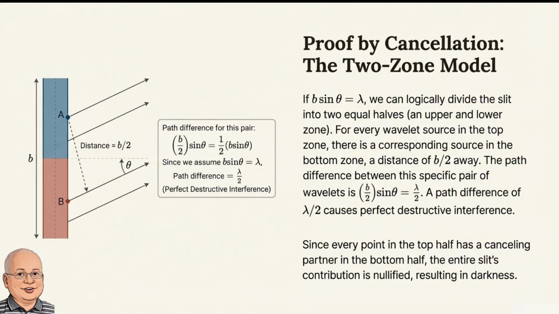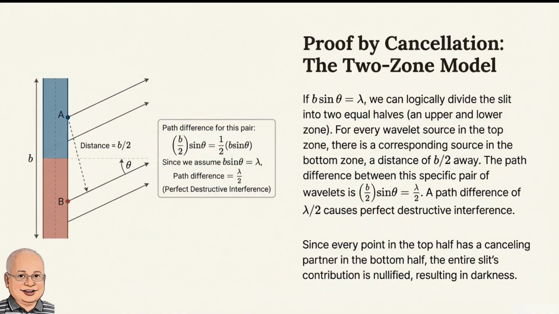Now, let us see the proof, the philosophical proof of that. Let us start with the two-zone model. Suppose B sin theta is equal to lambda. Somehow we have got B sin theta is equal to lambda. B is the slit width. Now we can logically divide the slit into two equal halves: the upper half, the blue half, the A zone, and the lower half, the orange half, the B zone.